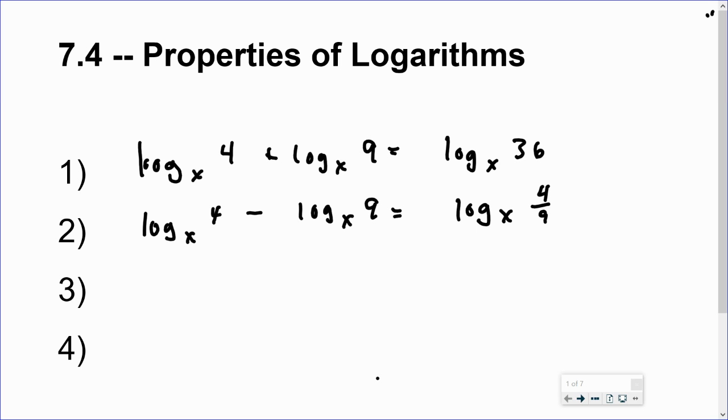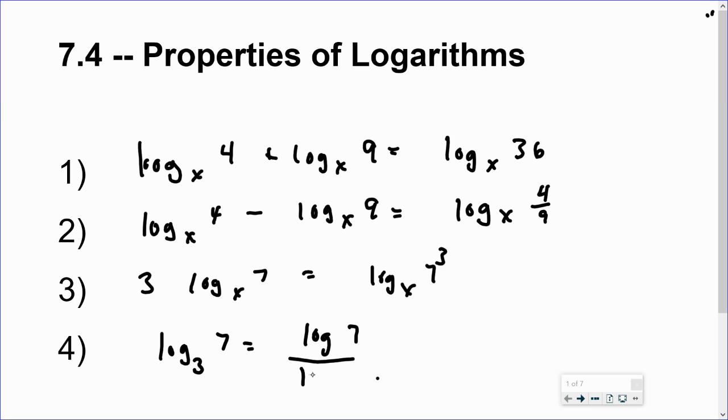And then this is going to be, let's go with 3 log base x of, I don't know, let's go 7. What this becomes is, now this 3 ends up being the exponent. And there we go with that. And then the last one is called the change of base. So log base 3 of 7 is equal to log base 7 divided by log base 3. So those are the properties that we use and what we've been using.